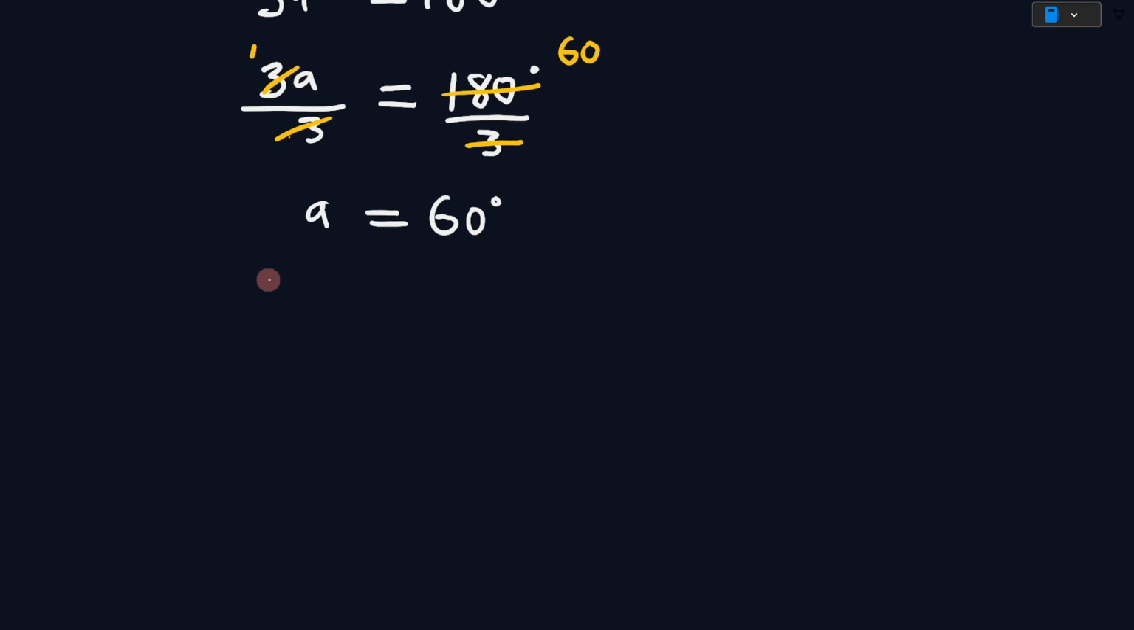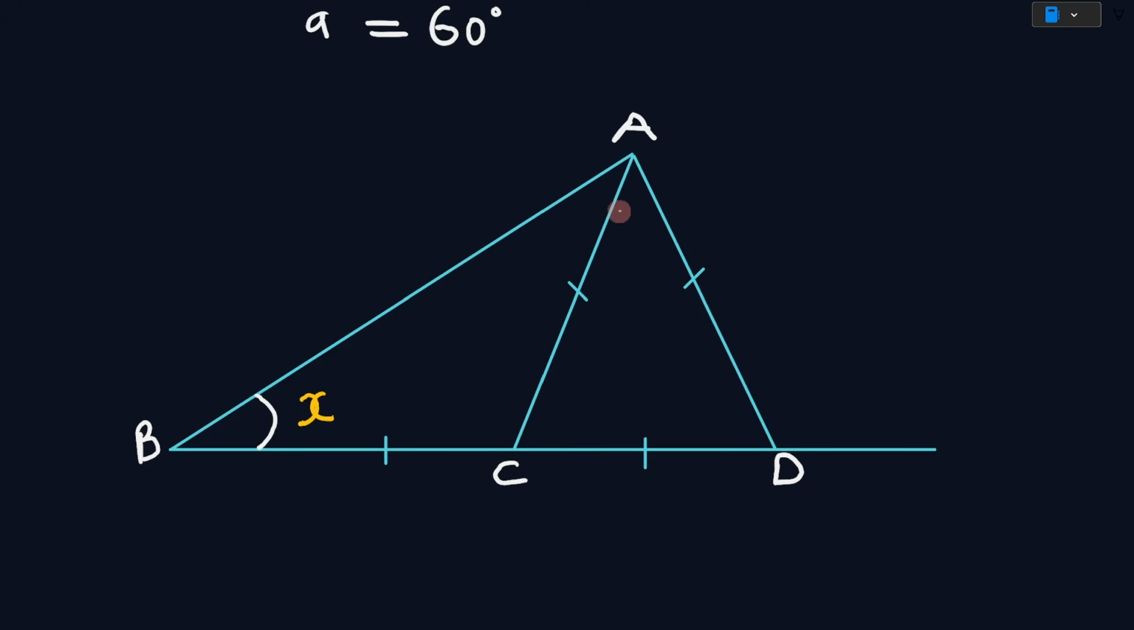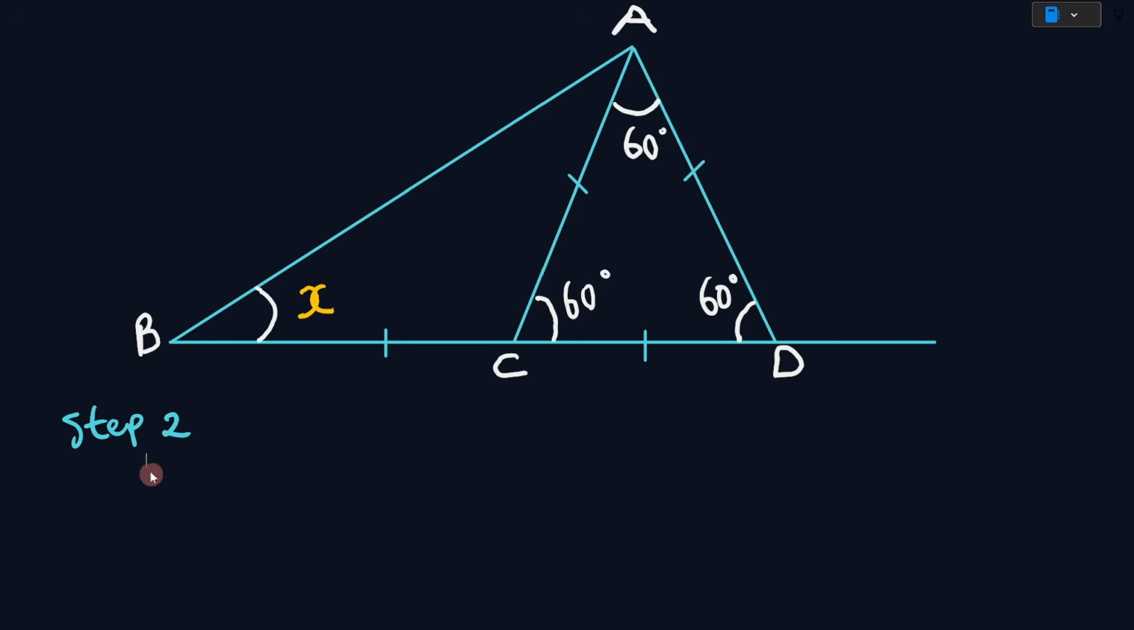For better illustration, let us redraw this. From our calculation, we got that our A in this equilateral triangle ACD is 60 degrees. Here also 60 degrees because they are all equal. Here also is 60 degrees. The next step we need to take is to find angle ACB, which is this very angle.